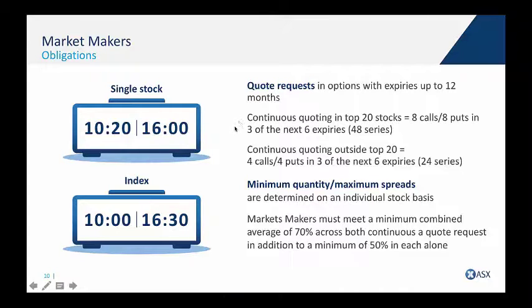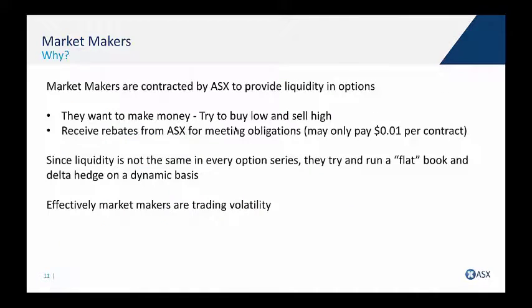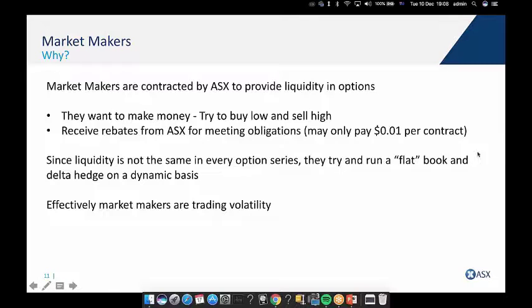You may be wondering to yourself, well, why would market makers even bother with this obligation? What are they getting in return for that obligation? Market makers are contracted by us at the ASX to provide that liquidity, as I said before. But the real reason they are making markets is they want to make money. They're trying to buy low and sell high. A market maker would be lying if they said they weren't in the options market to actually make money.